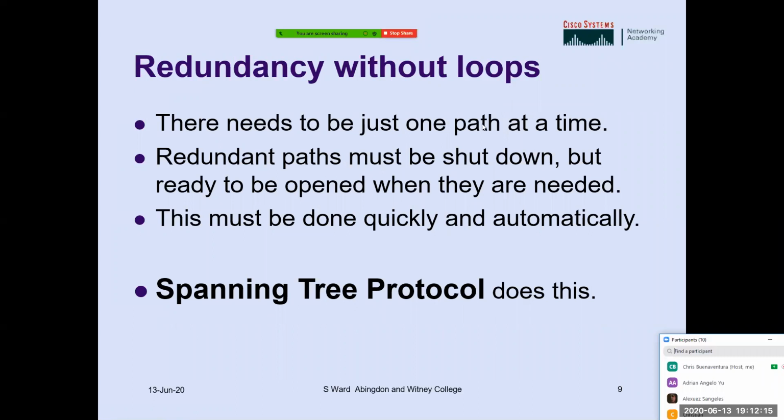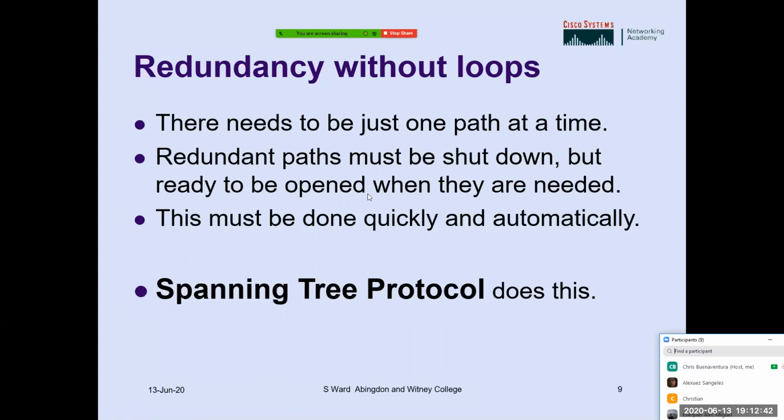Redundancy without loops. There needs to be just one path. Tandaan nyo, isa lang path, no? Redundant paths will be cut down. Puputulin yan. Automatic ng STP. That's why expensive ang Cisco switch dahil meron tong spanning tree. Ano ginagawa ng spanning tree? It will cut redundant paths. No matter how many spanning tree yan, puputulin niya yan. Kahit 10 pang ilagay mong switches, isa lang dadaanan niya. Yun ang spanning tree. Okay?